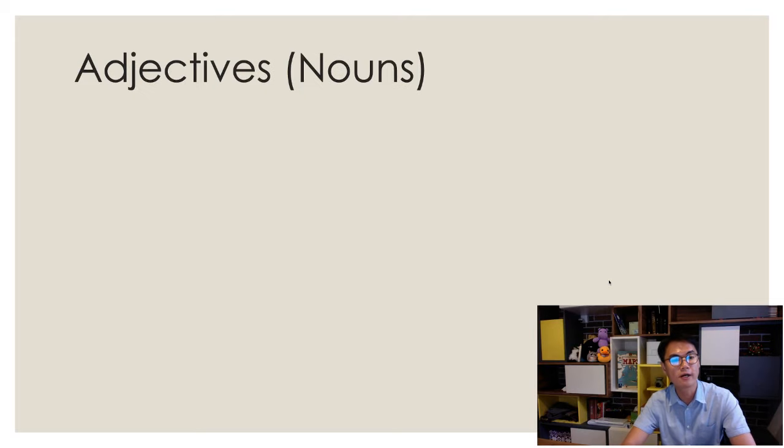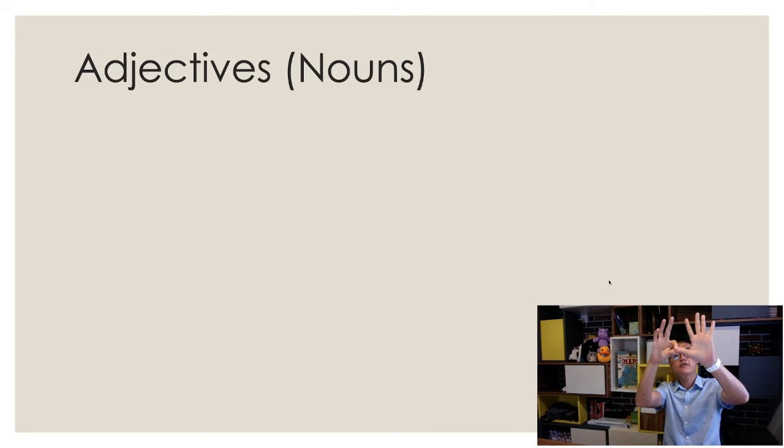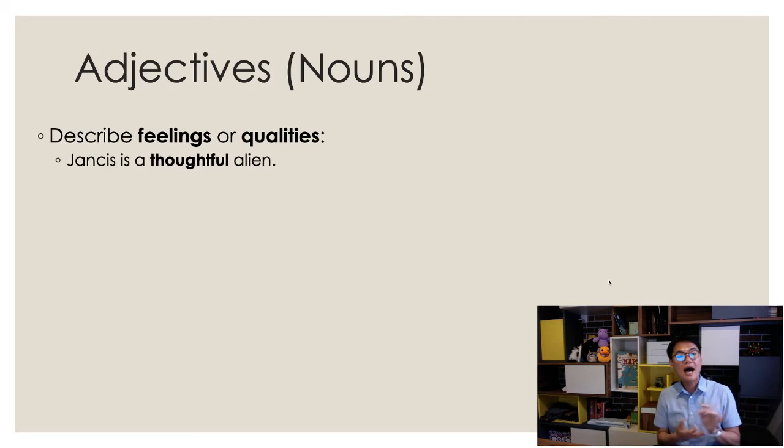Okay, so now let's talk about adjectives, okay? Adjectives, remember, if we go by the term, the adjective is always connected to the noun. They are related because adjectives generally describe nouns. So what is Jancis? Jancis is thoughtful, right? Jancis is a thoughtful alien, okay? So thoughtful is the adjective that describes the noun Jancis. So adjectives describe nouns. They are always and always associated with nouns.